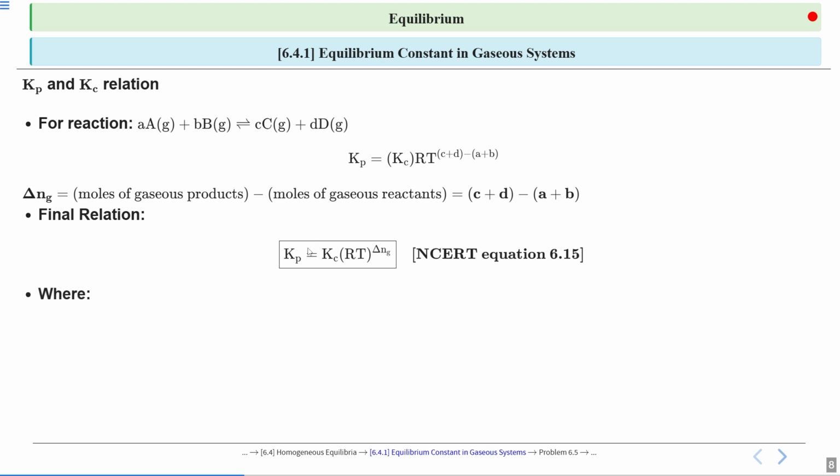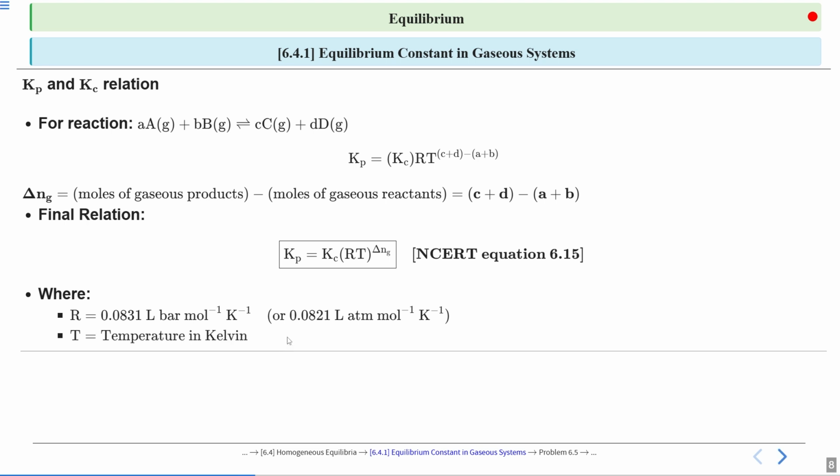Here, what is R? R is the gas constant. You can have its value as 0.0831 liter bar per mole per Kelvin, or 0.0821 liter atm per mole per Kelvin, or you can write it as 8.314 joule per mole per Kelvin if you are writing in SI units. What about the temperature? Temperature has the same scale in both CGS and SI units, which is Kelvin. So this is your overall calculation.